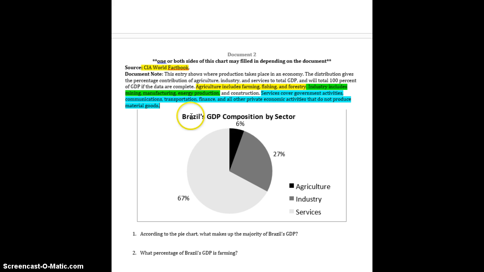When we look at this and we see GDP, remember that means the gross domestic product. Our gross domestic product is the total value of goods and services sold in a country in a given year. So everything that is sold in Brazil is totaled up and then put into one of these three categories. We see that agriculture represents 6%, industry represents 27%, and services represents 67%. 67% of Brazil's economy is covered by the government activities, communication, transportation, finance, and all other private economic activities that do not produce material goods. So we can see that that's the largest segment of their economy.